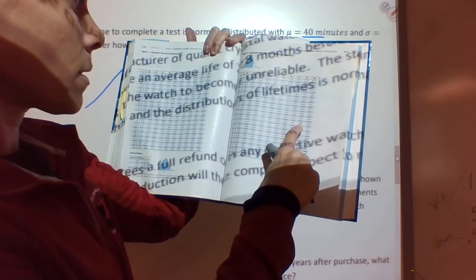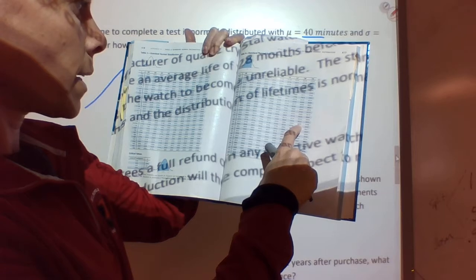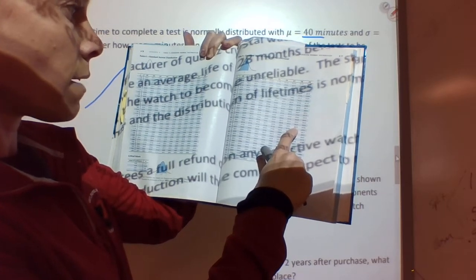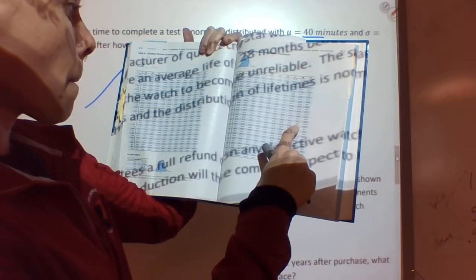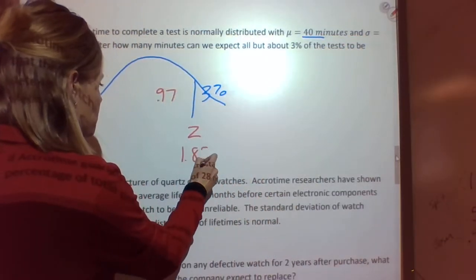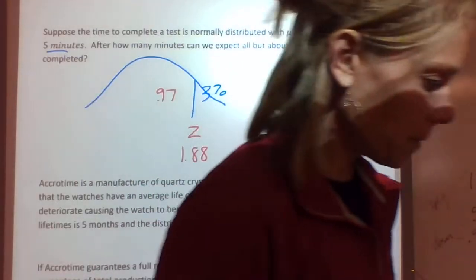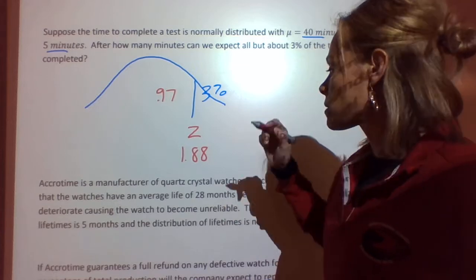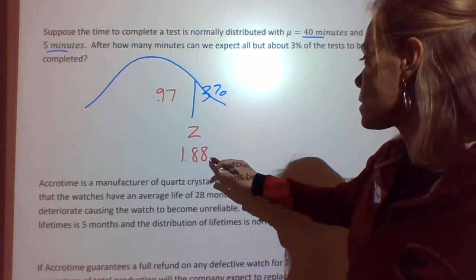And it's closest to 1.88, right? That's going to be the closest. I don't have 0.97 exactly. So I would say 1.88 as a z-score. Okay. Now, that doesn't tell me anything, right? 1.88 what? I need minutes. So let's convert this back to minutes.